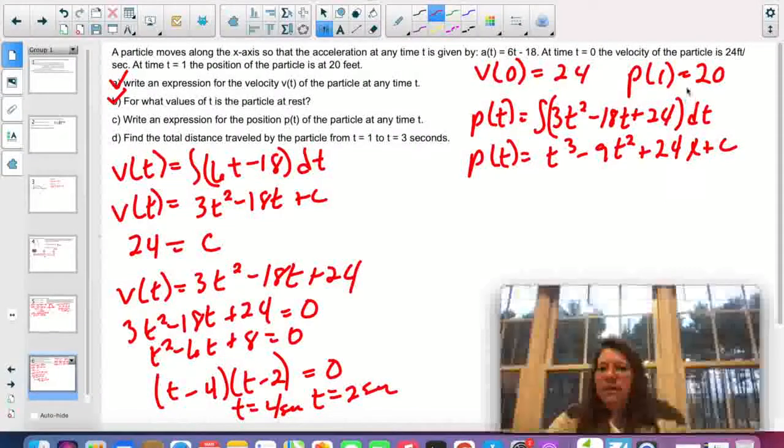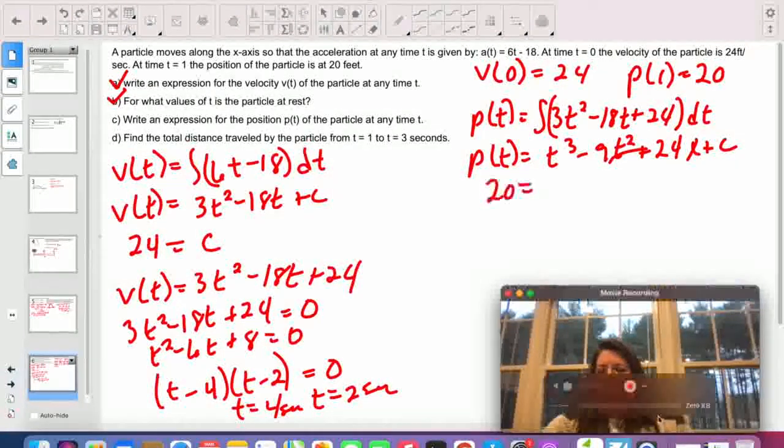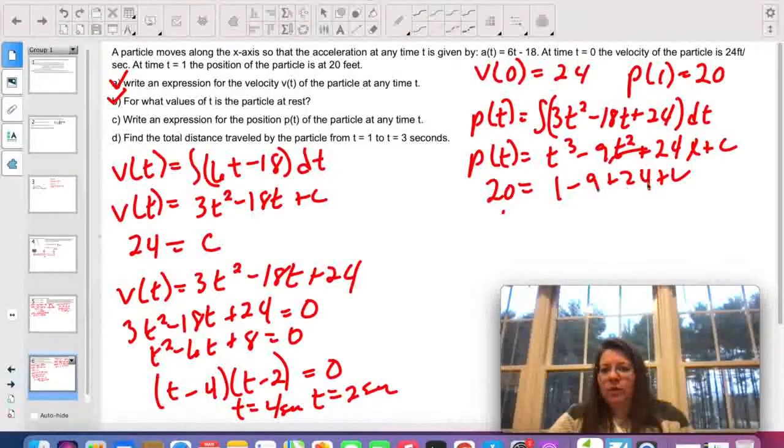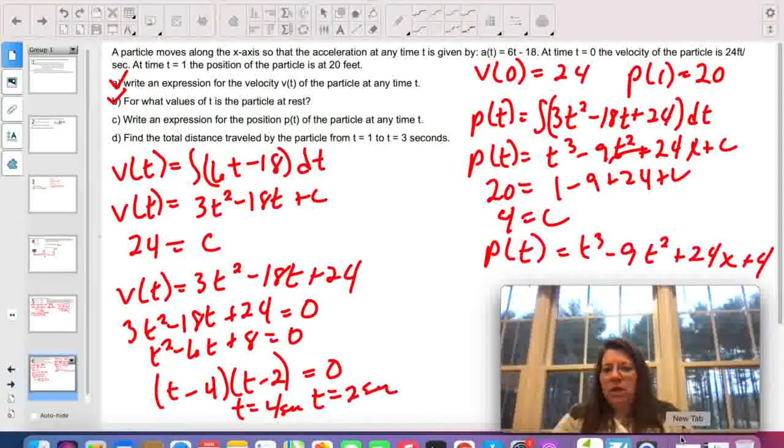So if I do that, then I can plug in the p of 1 equals 20 into this function and solve. So p of t is 20, and then when I plug 1 in for all the t values, I will have 1 minus 9 plus 24 plus c. So this gives me 20 equals 16 plus c. If I move the 16 to the other side, I end up with 4 equals c. So my c value is 4, leaving me with a p of t value, t cubed minus 9t squared plus 24x plus 4. So this is my position function. We have answered part C.